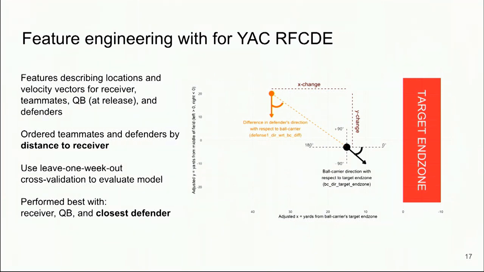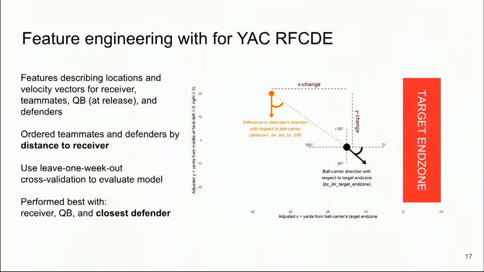This visual is just showing you a sense of what the feature construction is about relative to the ball carrier, noting the difference in the angles of orientation the players are moving, and the actual observed distance between the players. Ultimately, based on leave-one-week-out cross-validation performance, the most appropriate model in out-of-sample performance for modeling this YAC distribution was just a function of the receiver location and velocity vector information, the QB information at the moment of release, and information about the closest defender, their location and velocity vector information in relation to the receiver that they were nearest to.